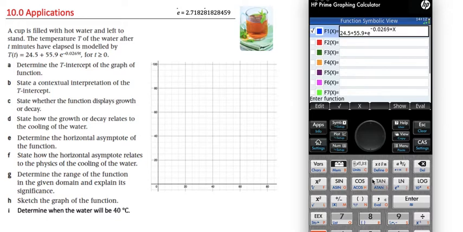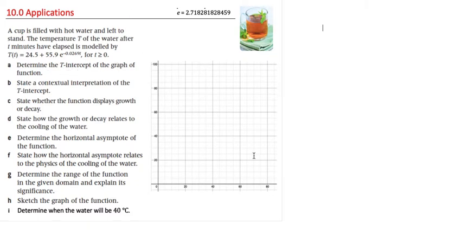Okay, so the first thing that it's asking us is to determine the T-intercept. So let's label this. What we have is lowercase t being the time that's passed, the independent variable, and the uppercase T is the temperature that we have. So when it's asking us for the T-intercept, it's asking us for the y-intercept. So we can substitute this in.